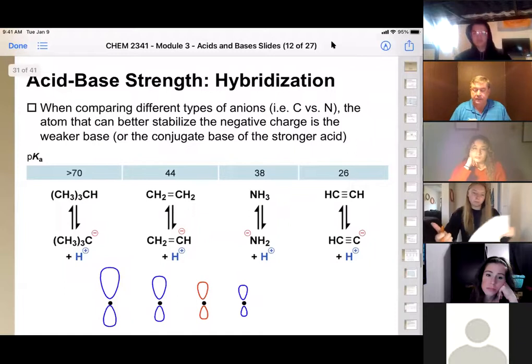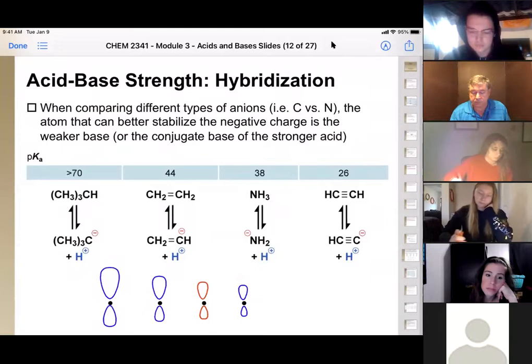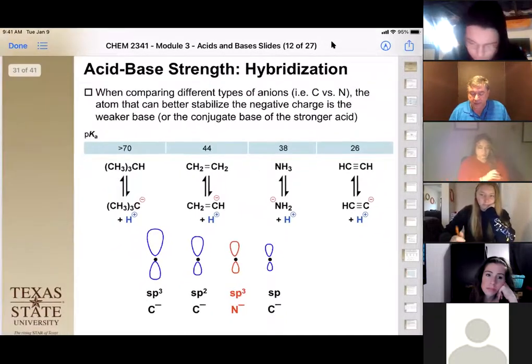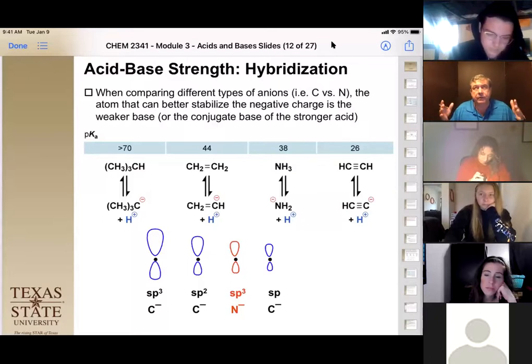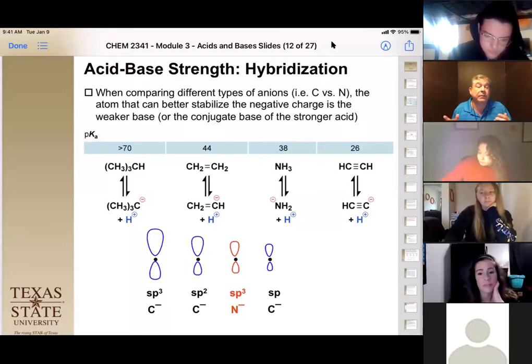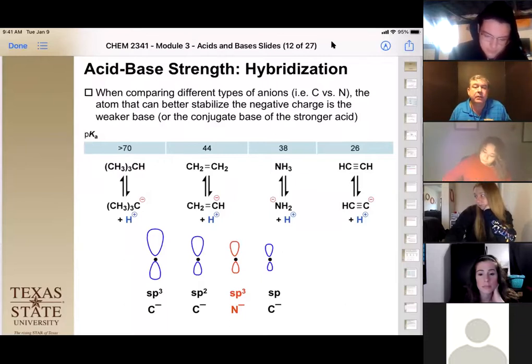Okay, so let's look at that as compared with other atoms that we have. If we look at the size of the orbital for this, the different atoms and the different orbitals have different sizes, right? So we're going to compare the different types of anions, carbon versus nitrogen anions, and which atom will better stabilize the negative charge. That also makes it the weaker base or more acidic, right?